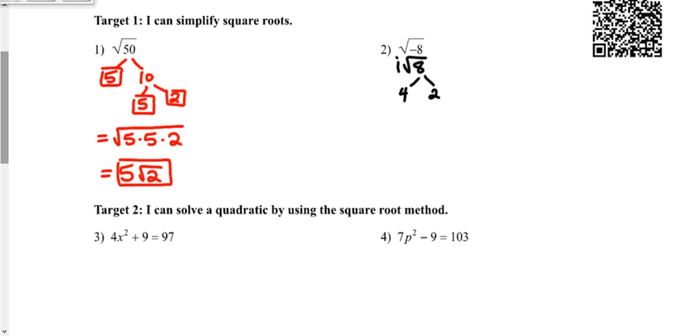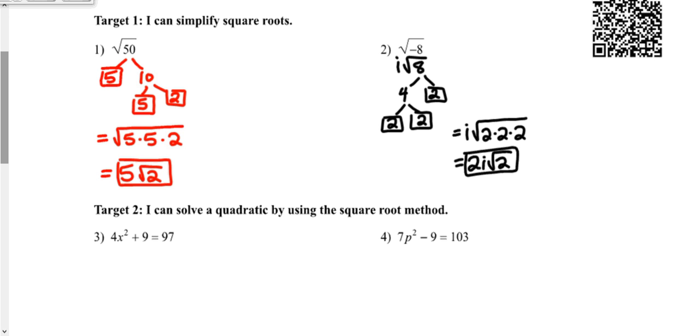Breaking down 8, 2 is prime. Breaking down 4 into two numbers. So I've broken everything down, so rewriting the problem, I have i square root 2 times 2 times 2. There's a pair of 2's, so I bring that out with the i, and one of the 2's stays under.